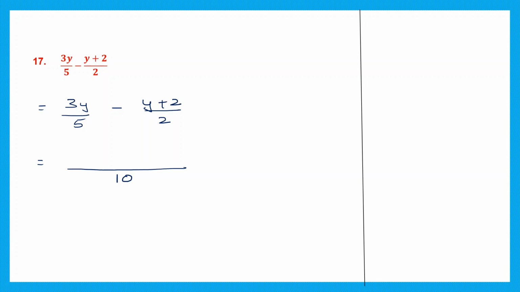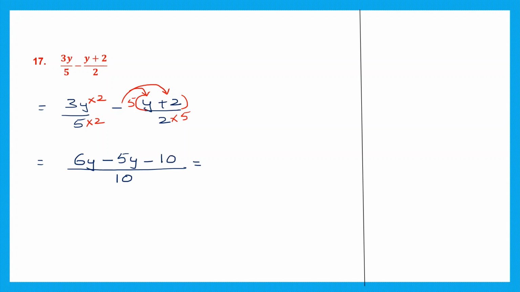Now let's multiply. 5 2s are 10, so multiply this by 2. So what do we get? 3 2s are 6, 6y minus 2 into 5 is 10. So multiply this whole thing by 5. So when we multiply, let's do minus 5 into y and then minus 5 into plus 2. So minus 5 into y will give us minus 5y. Minus 5 into 2 will give us minus 5 2s are 10.